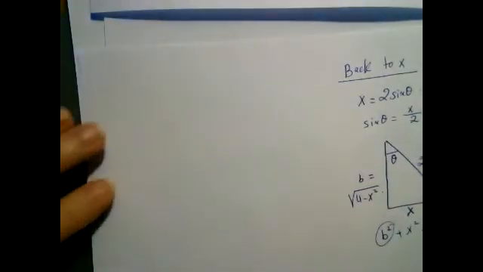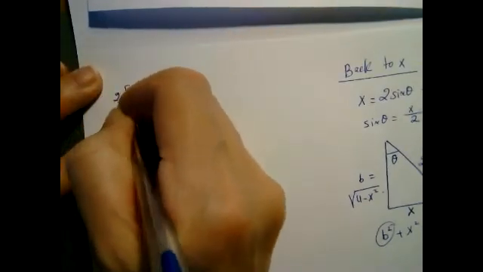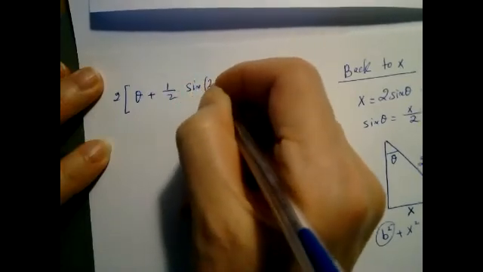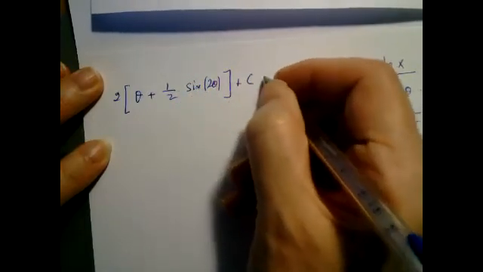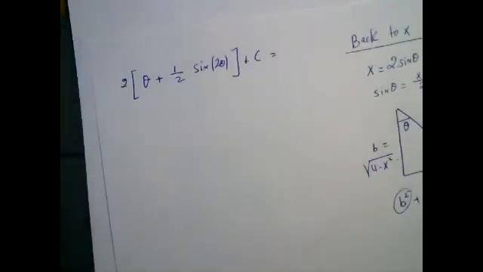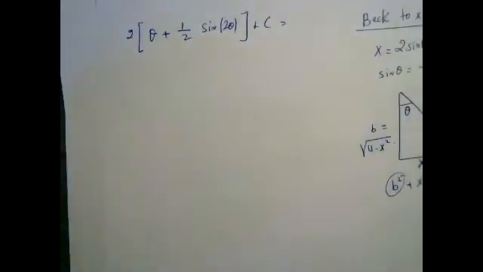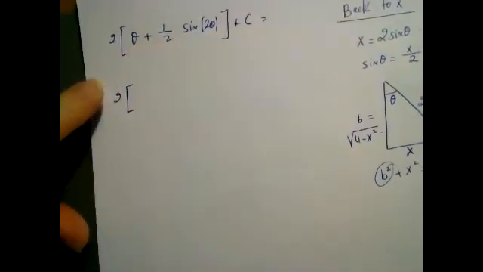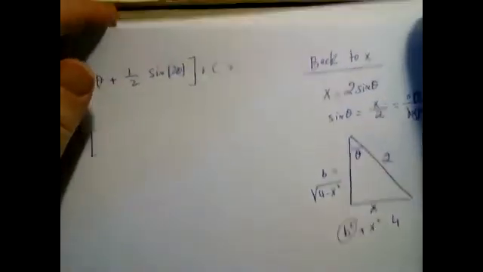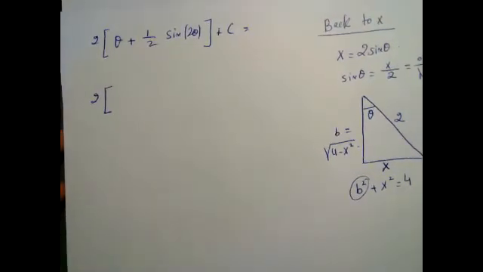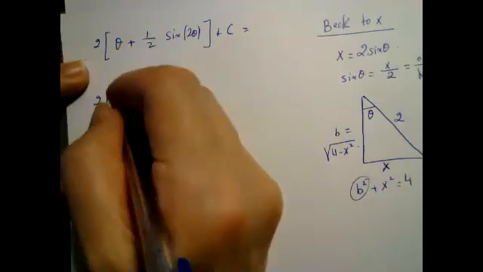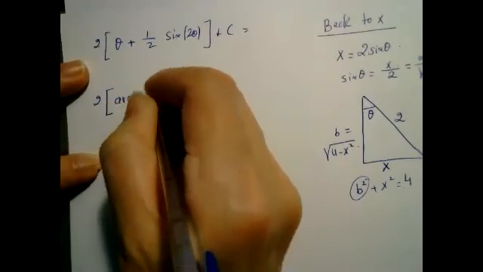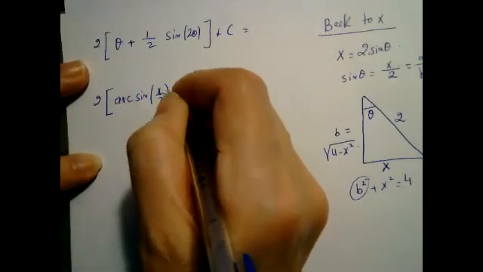Now I go back to my problem. So we ended up here with theta plus a half sine 2 theta plus c. So now I can remove that and substitute every piece. I need theta. So what's theta quickly? Inverse sine of x over 2. Inverse sine, arc sine, whatever notation you like, x over 2 plus.